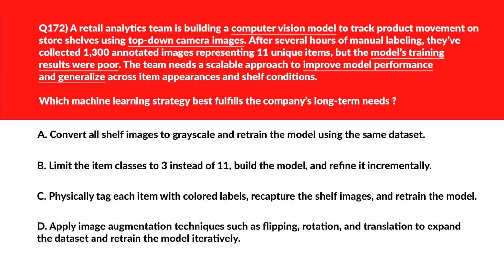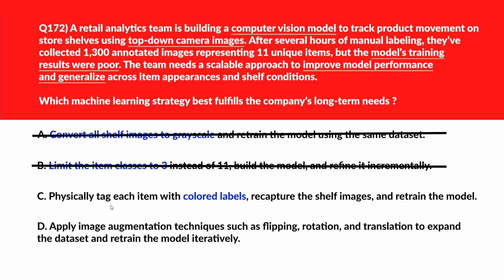Alright, now let's look at this question. Option A says convert all shelf images to grayscale and retrain the model using the same dataset. Grayscale conversion reduces feature richness and may worsen model accuracy, hence incorrect. We'll now move to option B. B says limit the item class to 3 instead of 11, build the model and refine it incrementally. Reducing item classes avoids the core problem and limits model usefulness. We'll delete it. We'll now move to option C.